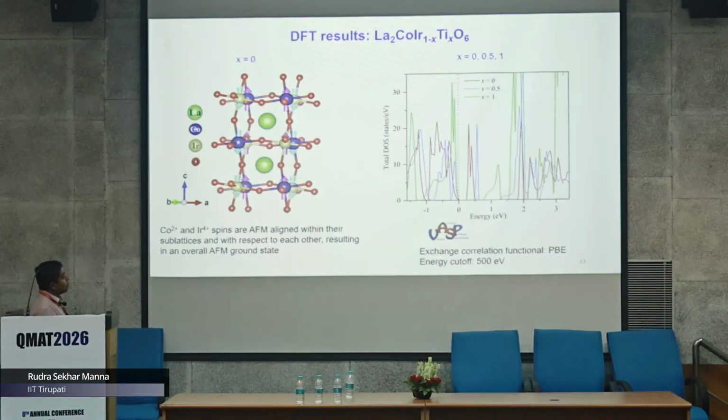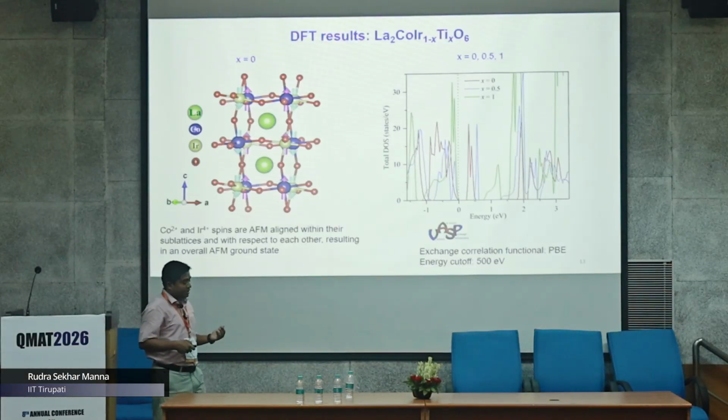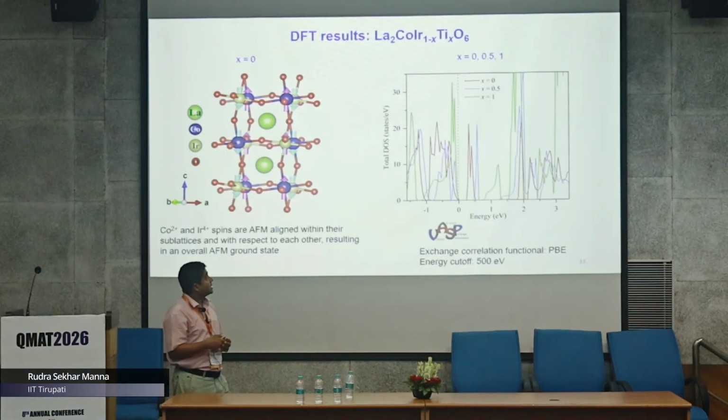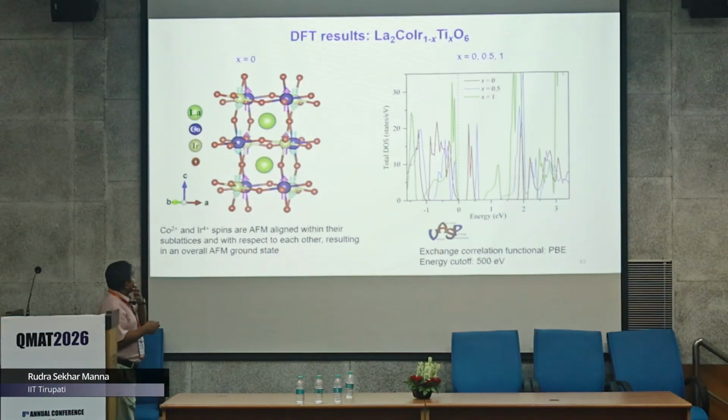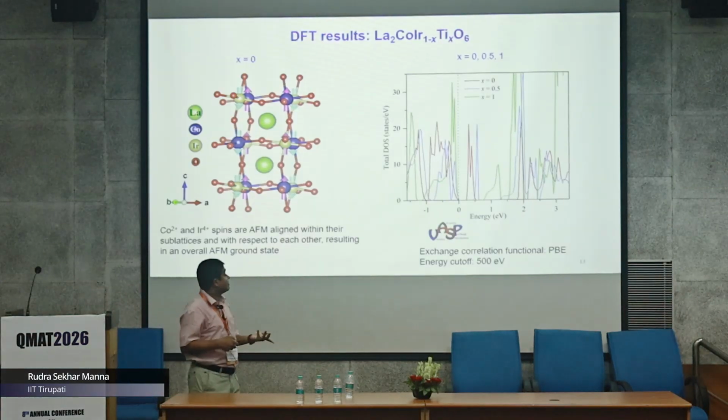Now we also did a little bit of calculation in DFT, just to understand how your magnetic and transport properties change if you change the doping. This is the magnetic structure. The magnetic structure is not available, so one has to do neutron measurements, and we don't have that data.